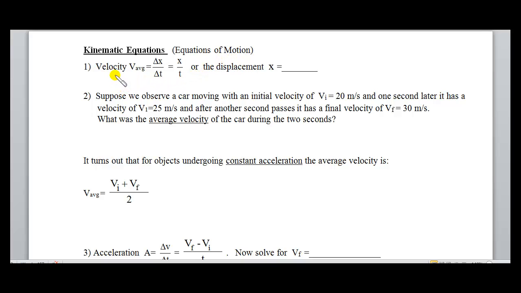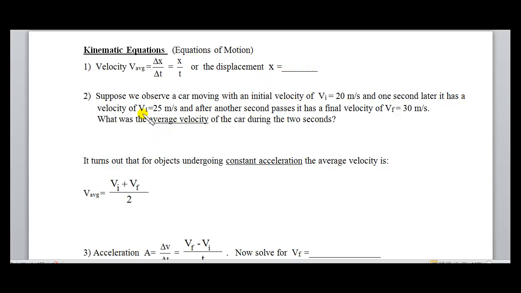This one is that the velocity, the average velocity, can be found by the change in position, which we call the displacement, over the time period in which that change in position takes place. And more often we're going to write it more simply as x over t. Now you can come up with an equation for the displacement by simply solving this equation for x. So I want you to write that answer right in here.